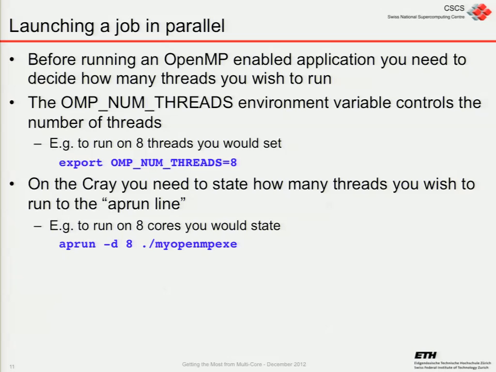Launching a job, we have to say how we want that job to be launched, how many threads we're actually going to use. And so this is the most common environment variable you will come across. It could be the only one that you're actually ever interested in. The OMP_NUM_THREADS environment variable controls the number of threads. So to run 8 threads is quite simple. Now, on the Cray machine, you also need to make space for these threads.